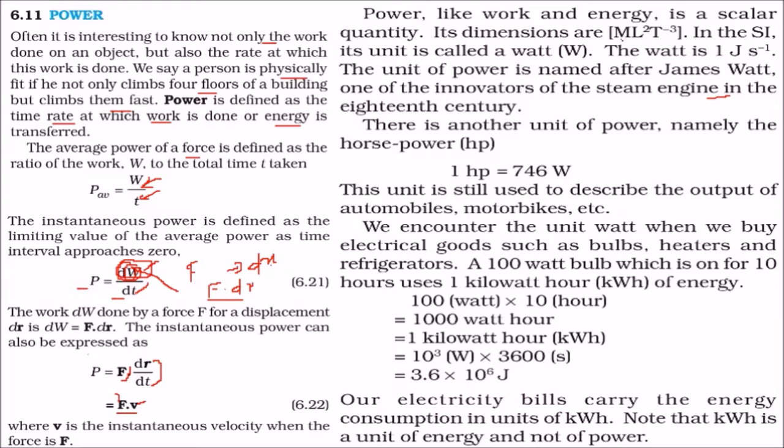The dimensions are ML square T minus 3. The SI unit is watt, named in honor of James Watt. 1 watt is 1 joule per second. James Watt was one of the innovators of the steam engine in the 18th century.